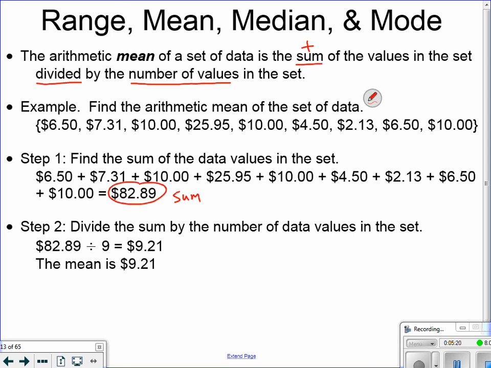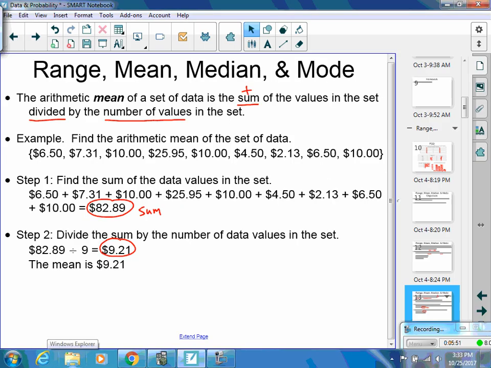And then the second step is to take the sum divided by the number of data values in the set. So if you look at your list and you count, you'll see that there's 9 of them in there. Okay? So we're going to take that 82.89 divided by 9, and that's going to get you the $9.21. So the mean is $9.21. Now I want to just quickly show you something here.